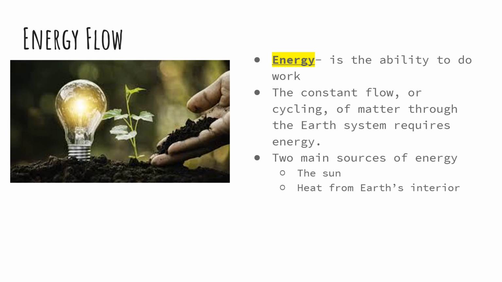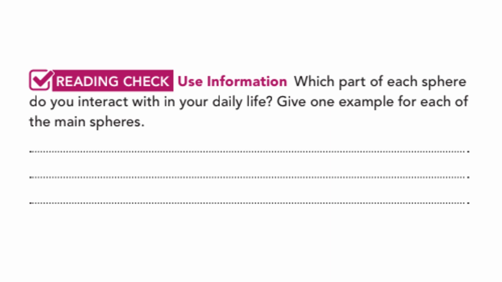All right, continuing on, energy flow. So energy, which is a vocab word, is the ability to do work. The constant flow or cycling of matter through the Earth system requires energy. The two main sources of energy in our system, the system of Earth, are the sun and heat from Earth's interior. Time for a reading check.